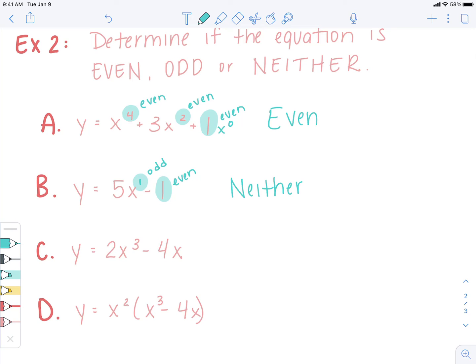C is odd, right? Because I have a 3 and a 1. 3 and 1 are both odd. Odd. So since the whole thing is odd, I can say that this is an odd function. What about D? Y equals x squared times the quantity of x cubed minus x, 4x.